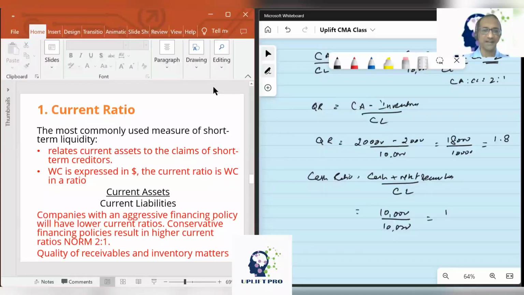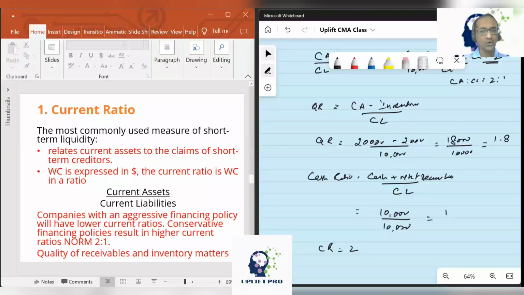Companies with an aggressive financing policy will have lower current ratios. Conservative financing policies result in higher current ratios. What is considered normal is 2:1. When you say 2:1, we say a current ratio of 2. What this means is you have enough current assets to cover your current liabilities twice over.